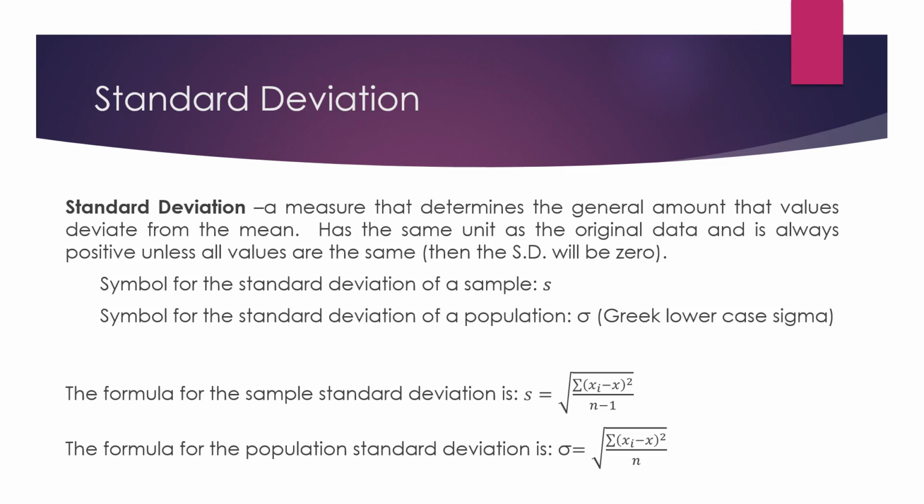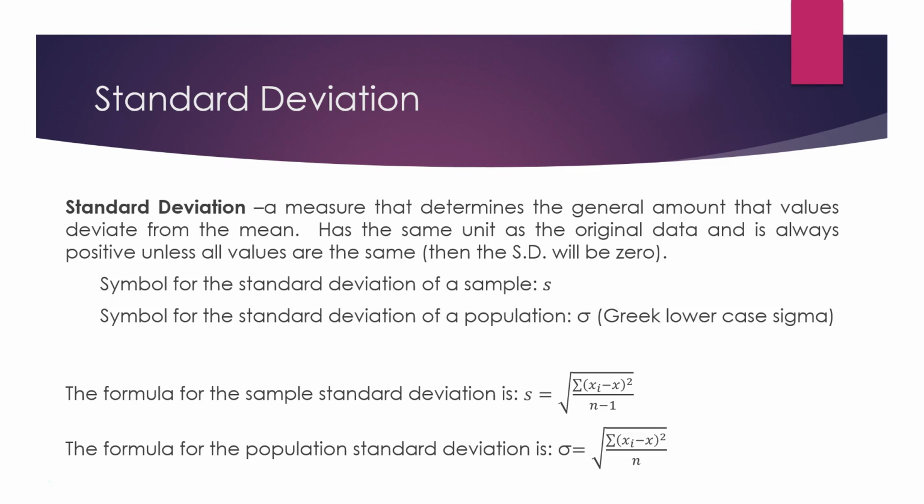Also important with this are the symbols that we use for standard deviations. So there's two different ones. There's a standard deviation for a sample, which is the lowercase regular s. And then there's a standard deviation for a population, and this is a Greek lowercase sigma. So it's kind of like an O with a little line or a loopy on top, depending on who writes it.